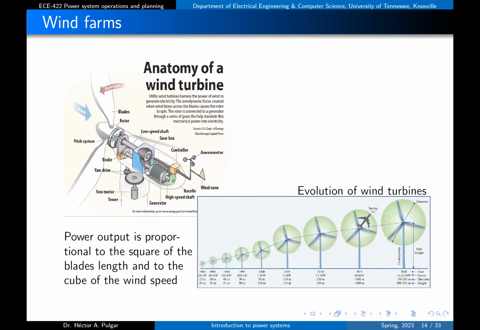Wind turbines, we said that this can rotate slowly, but the power for wind turbines is going to be proportional to the square of the length of the blades. And that's why you can see the evolution in time. This is 1980, 85, 90, 2005, 2010, 2020. You see how this has been increasing in size.